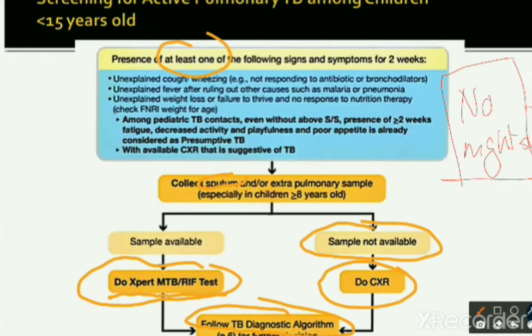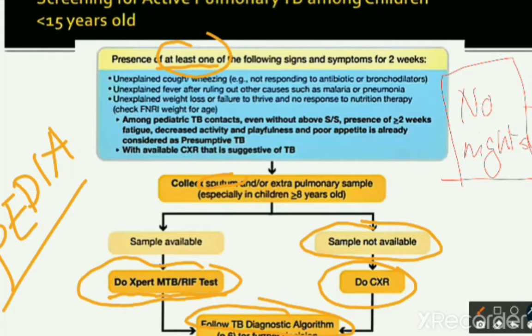So again, for children, for pediatrics, all we need to do here is to have at least one of the following signs and symptoms for 2 weeks. We have unexplained cough or wheezing. In adults, we don't have that wheezing, but only the cough. Unexplained, for example, not responding to antibiotics or bronchodilators.